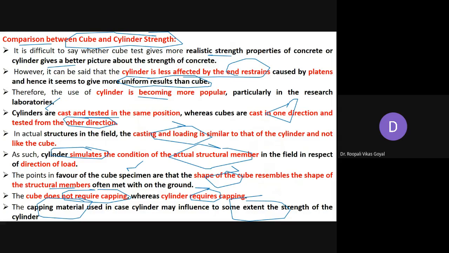All that you should know related to this compression test is the testing method, how the particular test specimen fails, what is the effect of height to diameter ratio, why the strength of cube and cylindrical strength are different, and what are the reasons behind that. Thank you very much all of you, and these are all the points which are very essential as far as the compression test of concrete is concerned. In the next class we will be discussing flexural strength and tensile strength of concrete. Thank you very much.